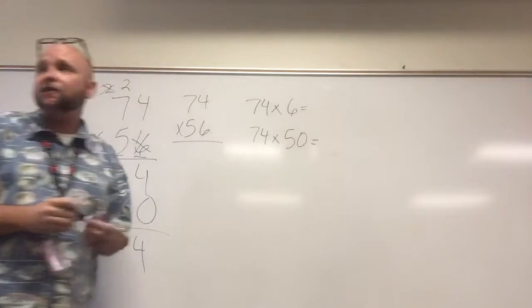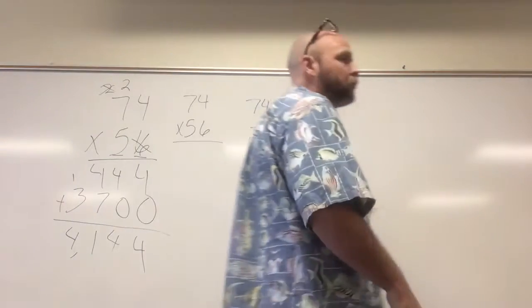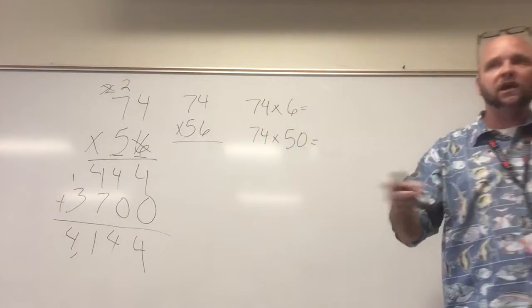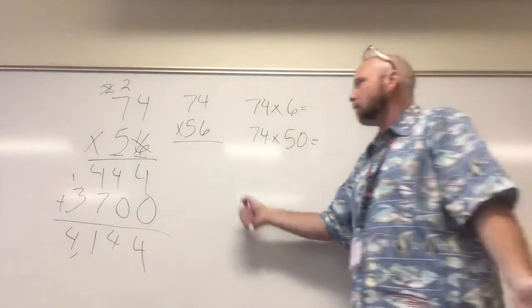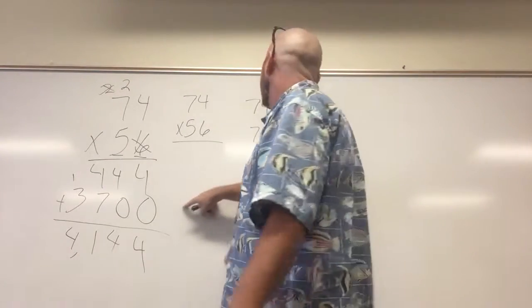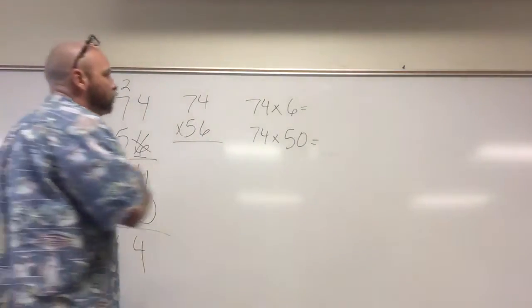So if it is easier for you to break it up, so you're really only multiplying by a one-digit number, then do it that way. Okay, but your answers are going to be just like you got here. 74 times 6 is going to be 444.